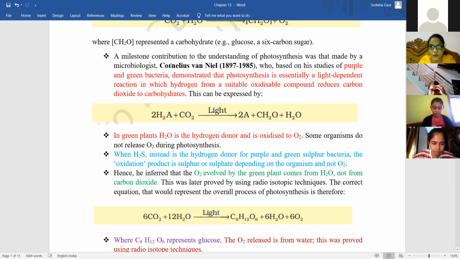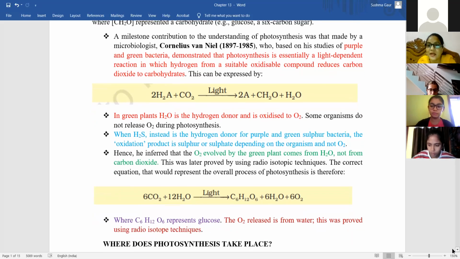He gave the concept of photosynthesis, and he was doing studies on purple and green bacteria, and he demonstrated that photosynthesis is a process that depends on the light, in which the hydrogen from any suitable oxidizable compound reduces the carbon dioxide to carbohydrate. This expression can be explained with the help of this: two hydrogen atoms, and this A represents sulfur or any other compound that is used as a suitable oxidizable compound. In presence of carbon dioxide and light, it is responsible for formation of CH2O, that is any carbohydrate, and water is released.